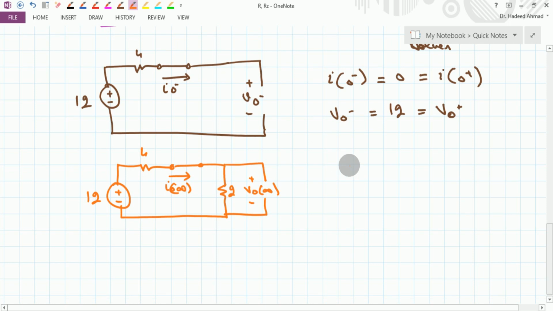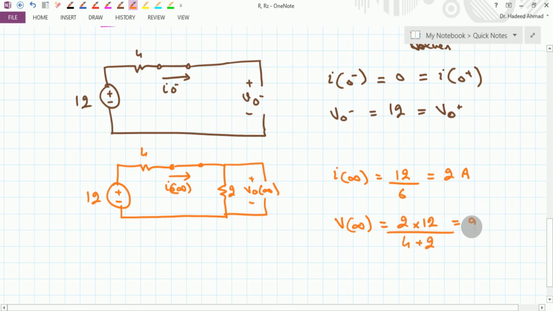At time t equal to infinity, I infinity shall be equal to V over R. So this is 12 divided by 6, and this becomes equal to 2 ampere. And consequently, if we apply the voltage divider rule, the voltage across this 2 ohm resistance shall be the voltage at time t equal to infinity across this capacitor. So V infinity is equal to 2 times 12 divided by 4 plus 2. That is equal to 24 divided by 6, and that is equal to 4 volt, right?